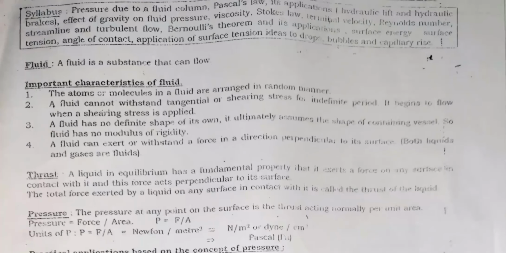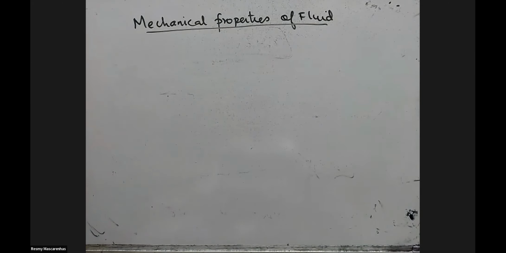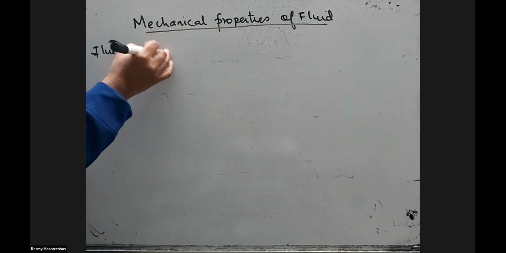The important characteristics of a fluid. The first one is that the atoms or molecules in a fluid are arranged in a random manner. This is the first point. No need to write anything. When you are studying, just refer directly to the notes. If you have a tendency of losing it, just staple it to your notebook and keep it. So we know that fluid always flows.